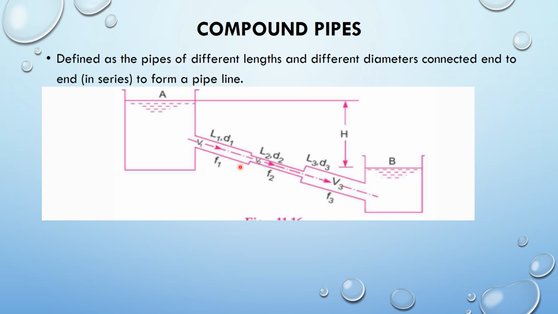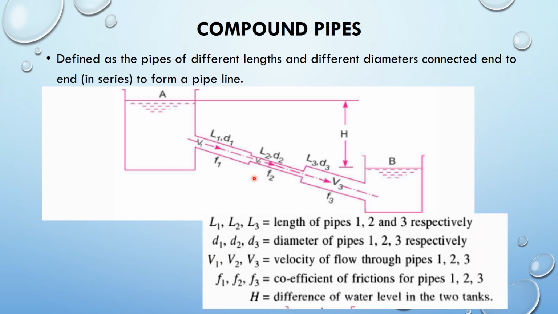Wherever we do not have a single pipeline to connect two reservoirs, we will go for compounding of pipes. That is, compounding means they are connected in series one after the other. All these pipelines will have different lengths, here L1, L2 and L3, and different diameters D1, D2 and D3. Also the coefficient of friction for each pipe will be different, that is small f1, f2 and f3. And H is the difference of water level between the two reservoirs A and B.